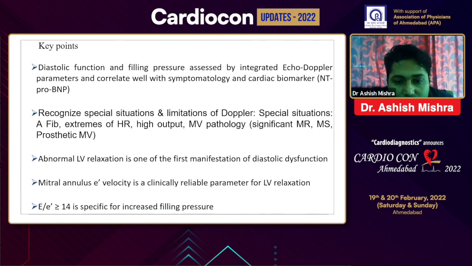Abnormal LV relaxation is one of the first manifestations of diastolic dysfunction. Mitral annulus E' velocity is a clinically reliable parameter for LV relaxation impairment, and E by E' ratio more than 14 is specific for increased LV filling pressures.